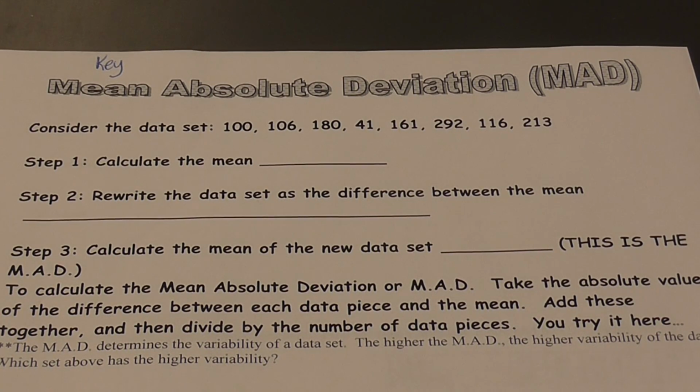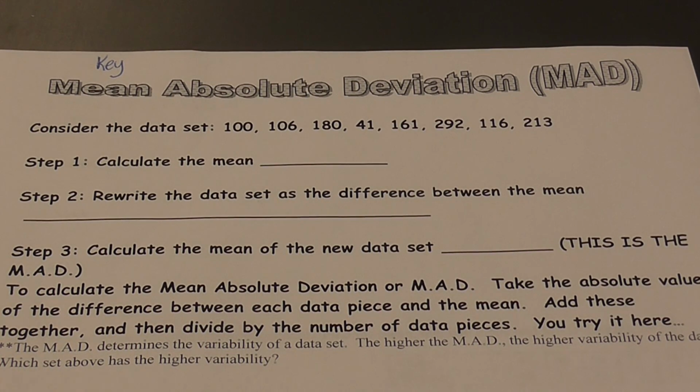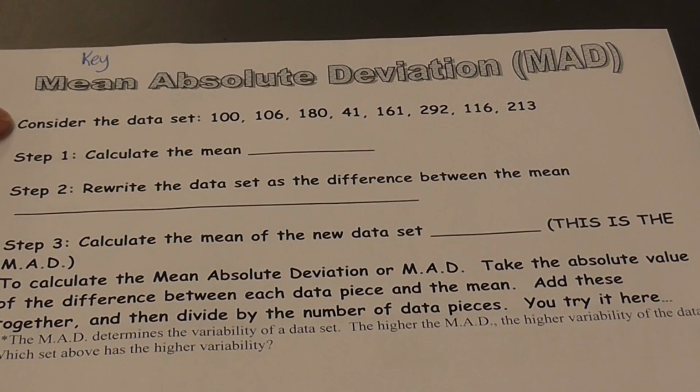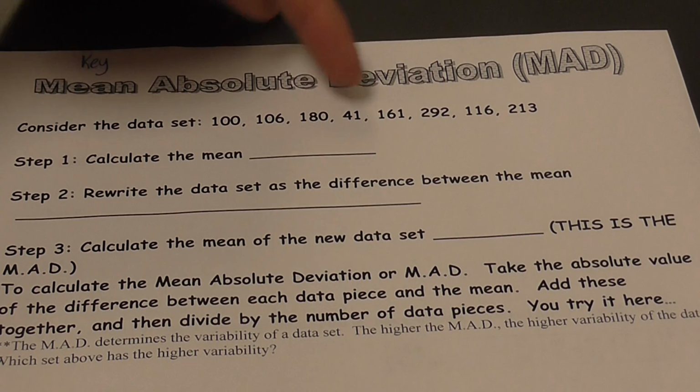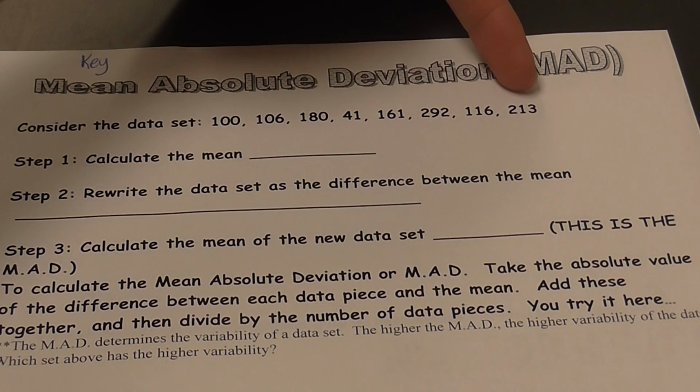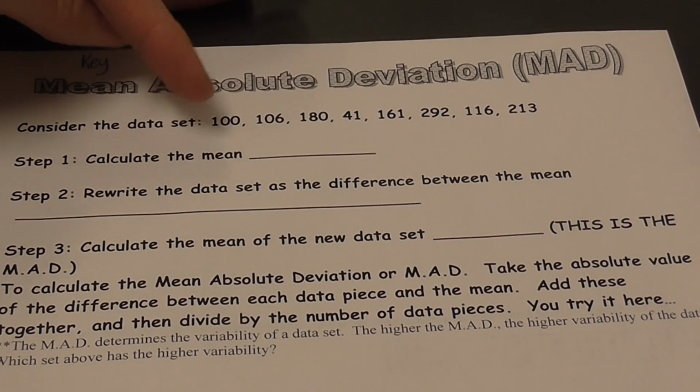All right, mean absolute deviation, also known as MAD, M-A-D. So just how to do it. We're going to consider this set of data: 100, 106, 180, 41, 161, 292, 116, and 213. The first thing we're going to do is calculate the mean.